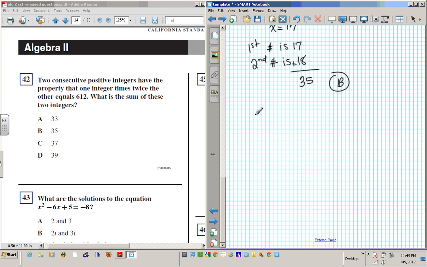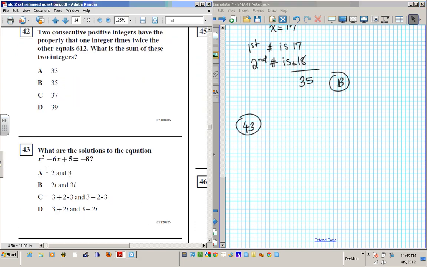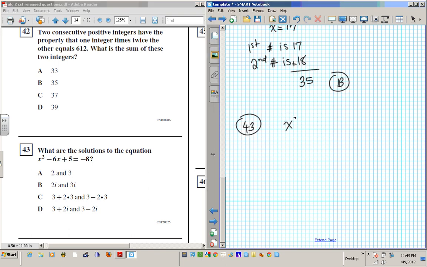Moving along to question 43. It says, what are the solutions to this equation? The equation x squared minus 6x plus 5 equals negative 8. Before we start, let's put it in standard form, make it equal to 0. So we add 8 to both sides, and that gives me x squared minus 6x plus 13 equals 0.